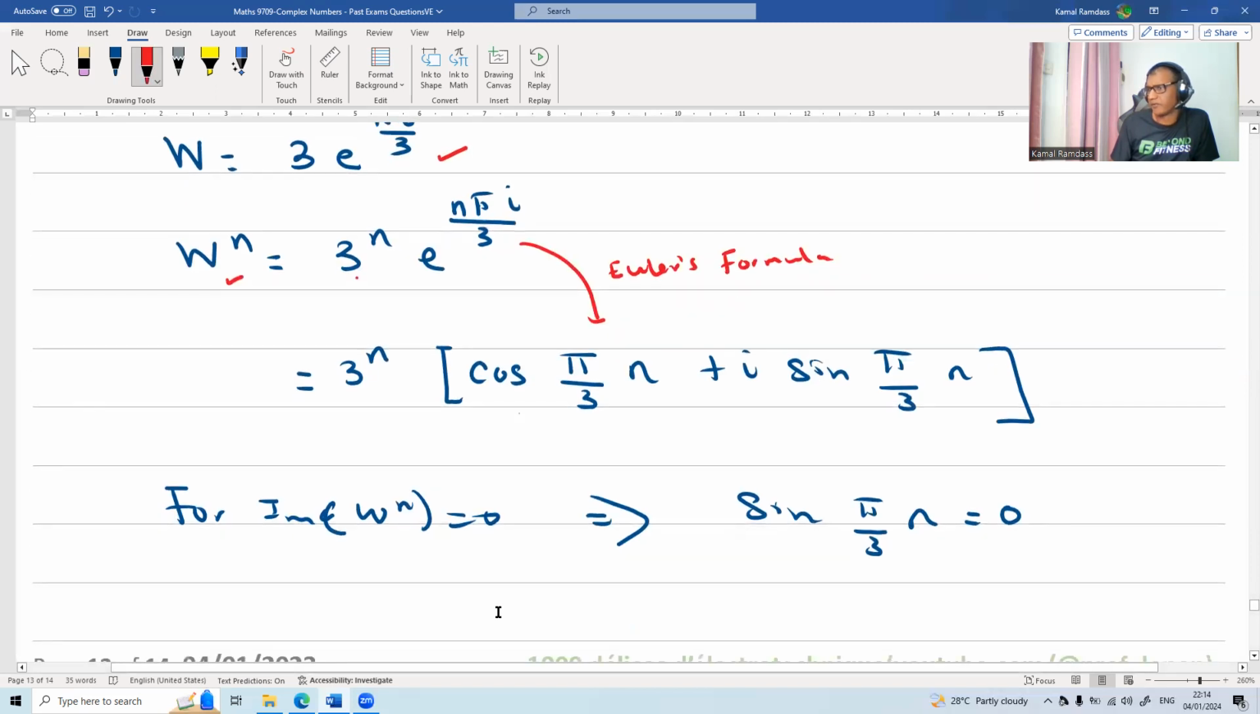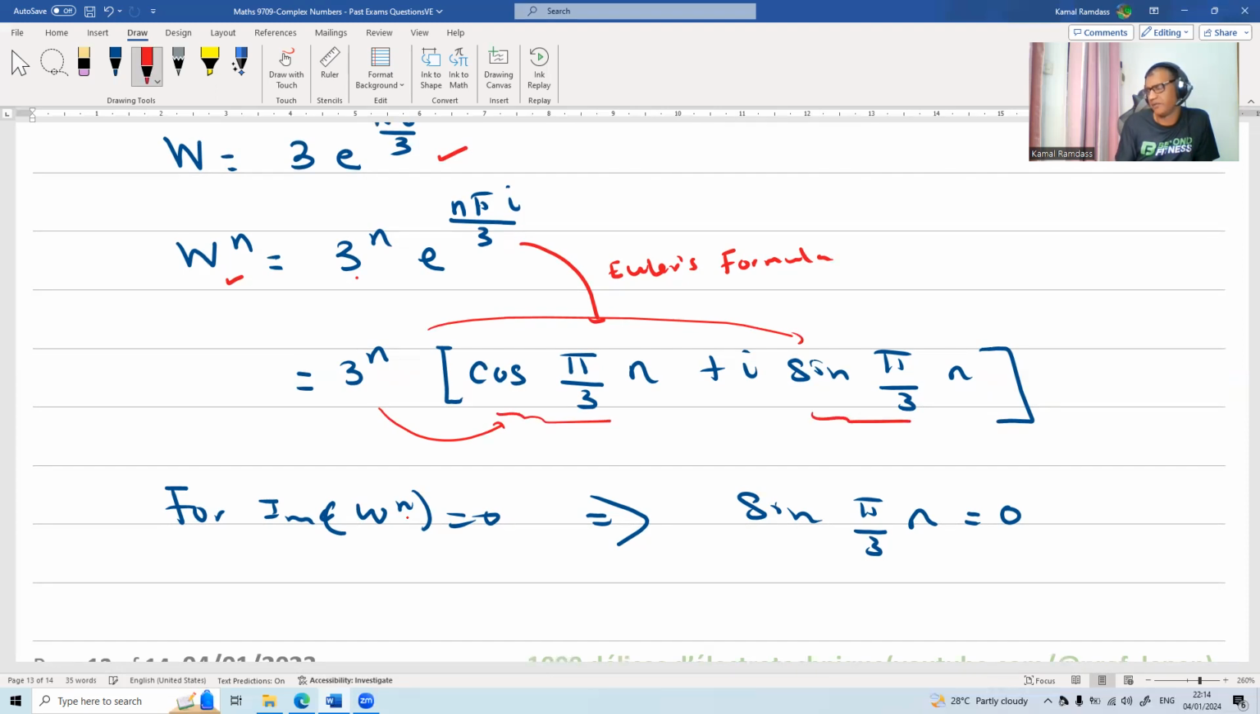Bon, pour que imaginary de... N'oubliez ça, ça c'est un facteur, real factor. Ça veut dire real factor multiplied by real factor multiplied by imaginary, imaginary. Je vois qui me comprend ça.